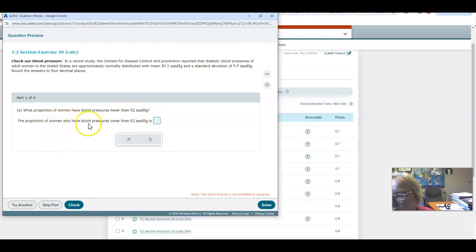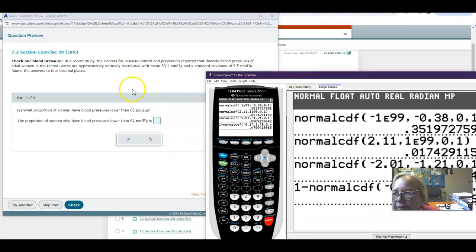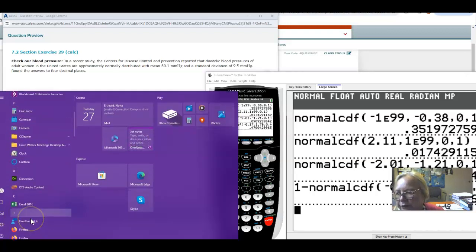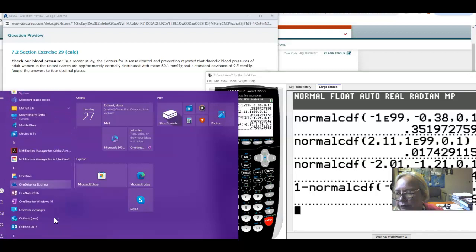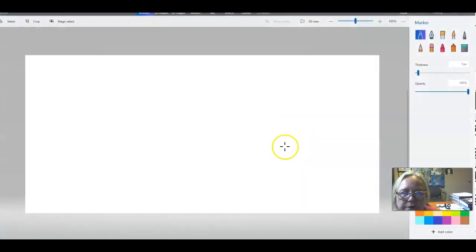The proportion of women we need to calculate. Since we have that it's approximately normal distribution, we use our calculator. So we're going to say lower blood pressure, lower, so that will be the left part under the curve. Let me go ahead and show you on the graph. It's always good to have a picture. So let's see how it looks.